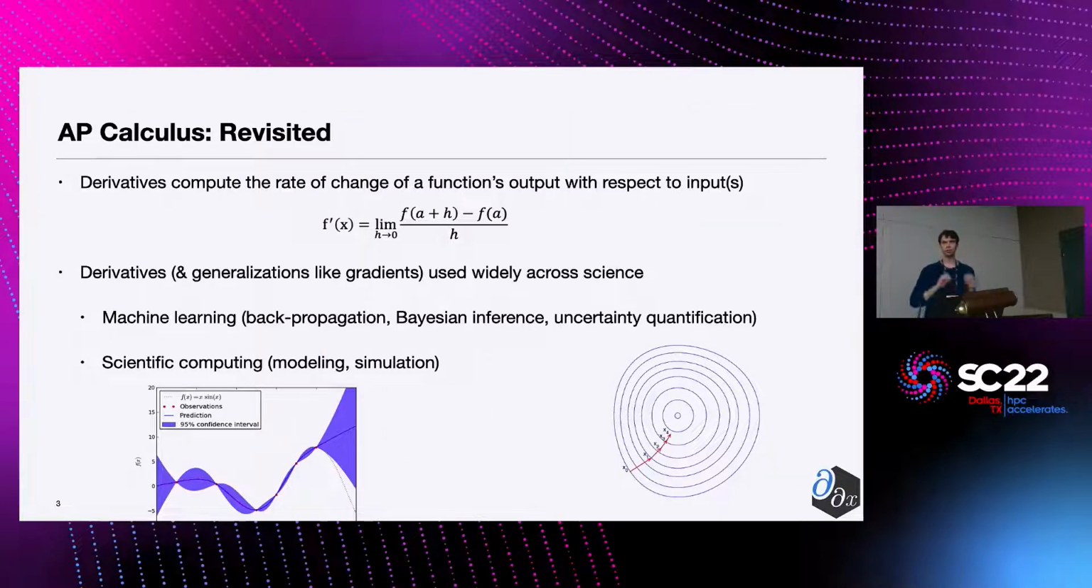To start with, we're going to do a quick review of everyone's favorite subject from either high school or college, AP Calculus. Once again, derivatives are really useful tools for being able to compute the rate of change of a given function's output with respect to its input. It also turns out that these derivatives and other generalizations like gradients and Jacobians are very widely used across science. In machine learning, some examples include the backpropagation algorithm for training neural networks, or Bayesian inference. In scientific computing, this is very common in both modeling and other forms of simulation.